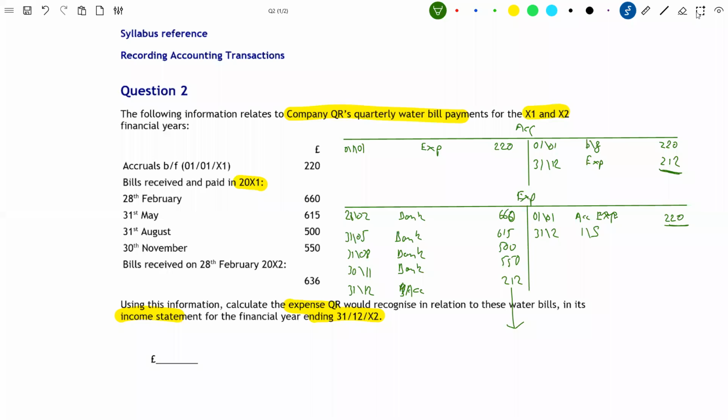Okay, so the total of all our debit entries in 20X1 is £2,537. We then need to adjust this for the £220. That is an expense we've already recognized in the previous financial year. And this gives us a balancing figure, which is the amount that we would recognize as an expense on our income statement to finish things off, of £2,317. Okay, so that is the final answer to this question.